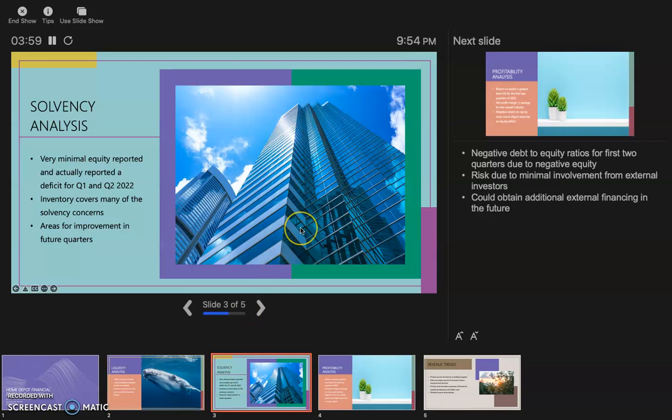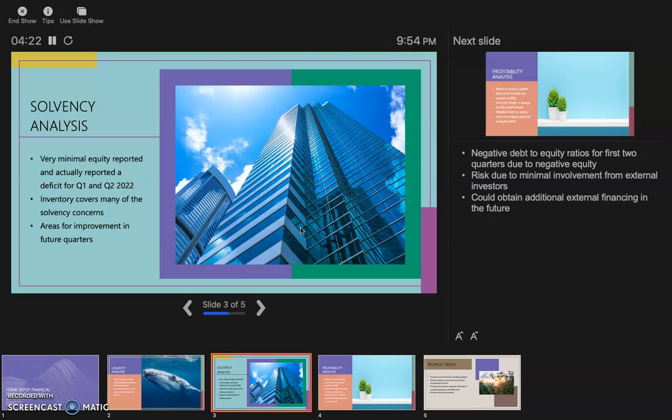As far as the solvency, Home Depot has very little equity, and they actually reported a deficit for both Q1 and Q2. The inventory does cover many of the solvency concerns since this equity was at a deficit for both of the first two quarters.